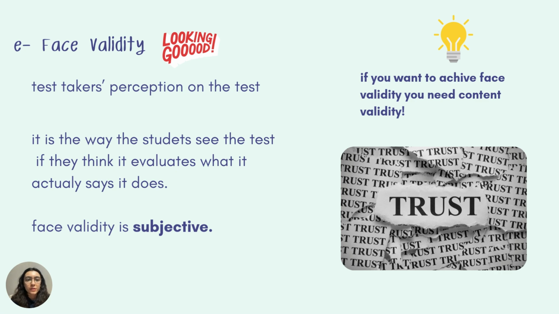The next one is face validity. So the perception on the test, the test taker's perception on the test. We can say that this is the way students see a test. You cannot really fix this in any way. It's subjective to students. They might not like you and they might not like the test. It's very subjective. But if you want to achieve some face validity, you need content validity. So if you teach something, ask about that and your students will probably trust you.